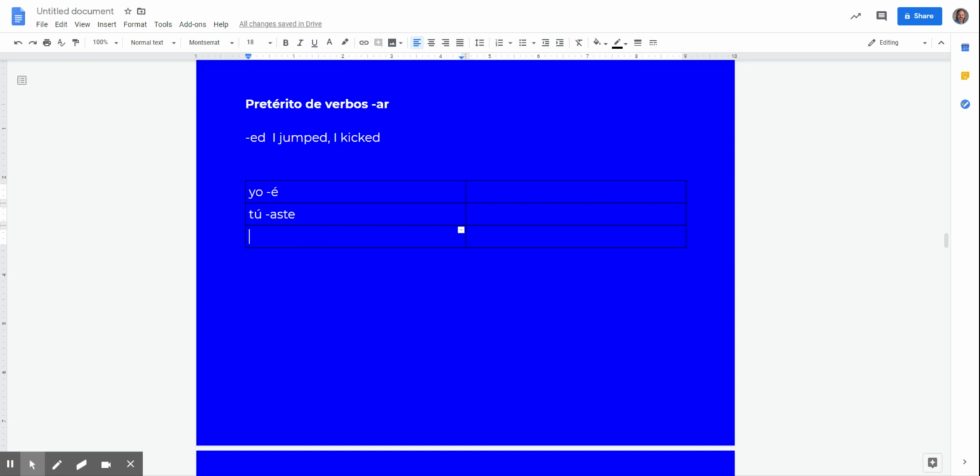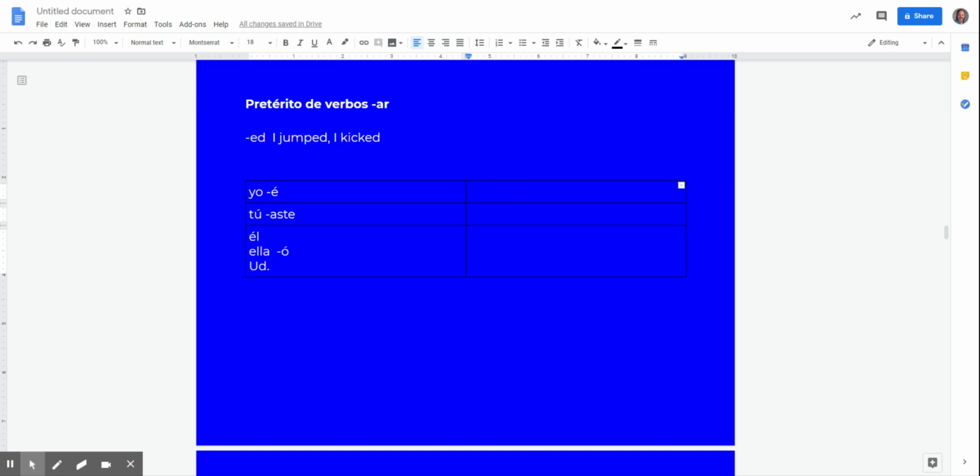Let's do the él, ella, usted form of the verb. You're going to do ó, that is your ending for the él, ella, usted form. Now, here's another one. If you forget the accent mark in that one, that's a big problem, because if you remember, the o is the yo form in the present tense. With the accent mark, it's the él form in the preterite.